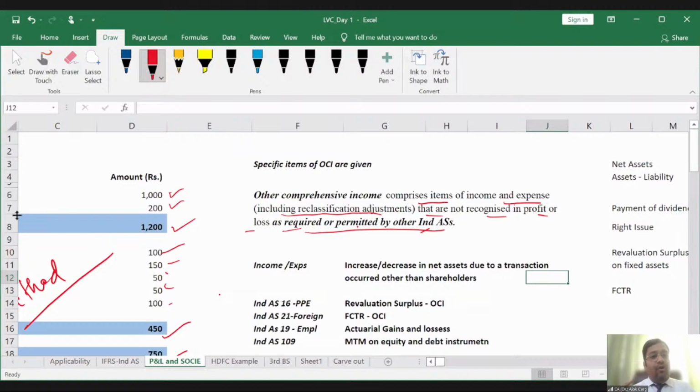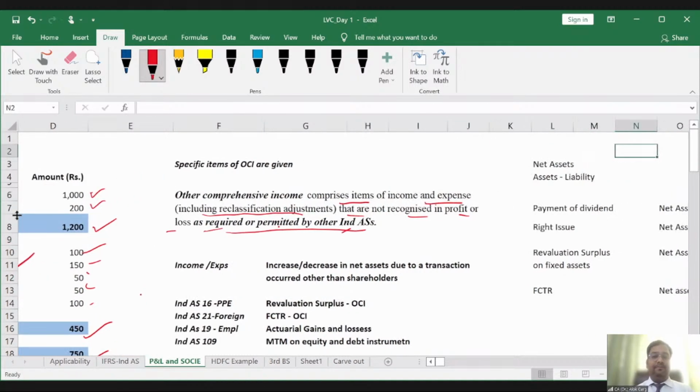Increase or decrease in net assets. What do you mean by net assets? Assets minus liabilities. Increase or decrease in net assets due to a transaction occurred with a party other than the shareholder. So friends, net assets means assets minus liabilities.